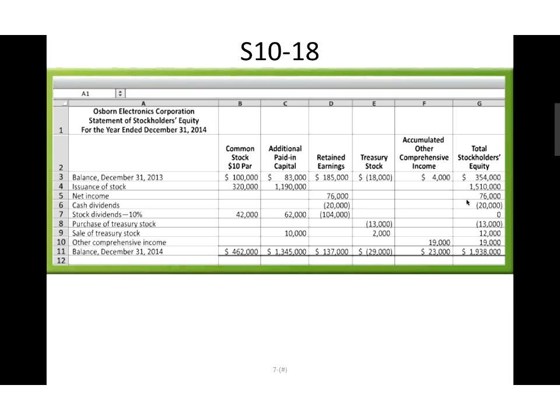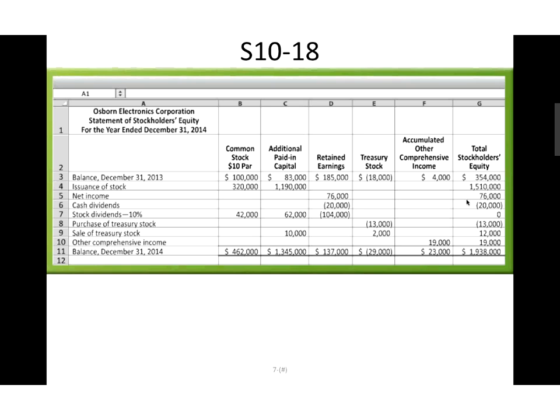Early in the semester, we had the statement of retained earnings, which basically started with last period's retained earnings, added our net income, subtracted dividends declared, and came up with ending retained earnings, and that's what we use. Well, the statement is actually the statement of stockholders' equity.